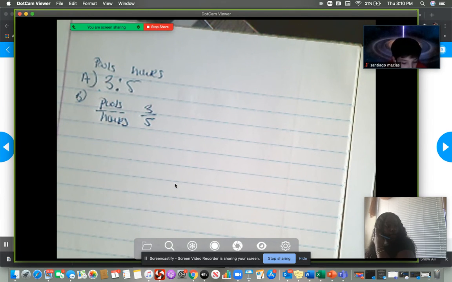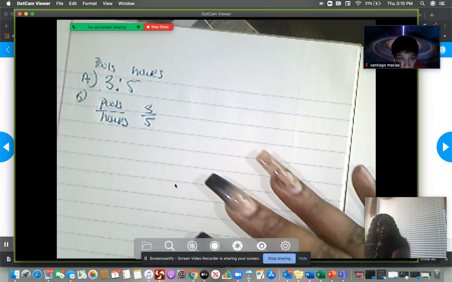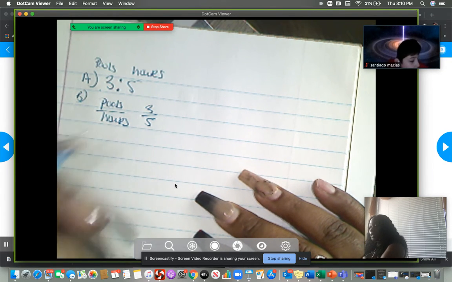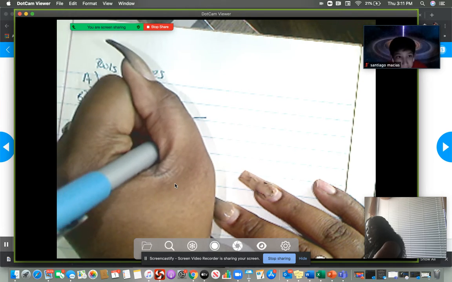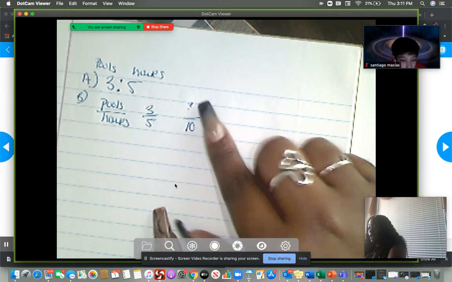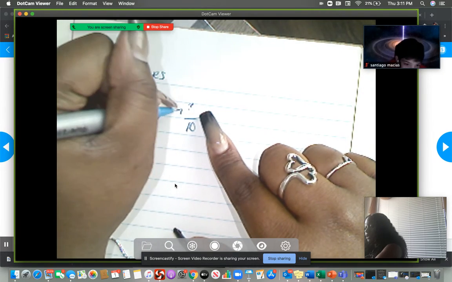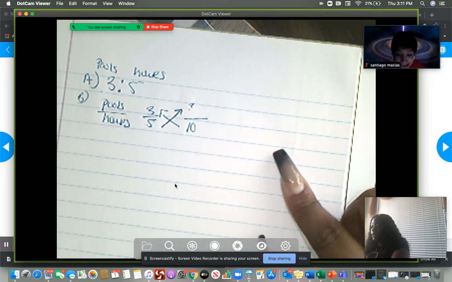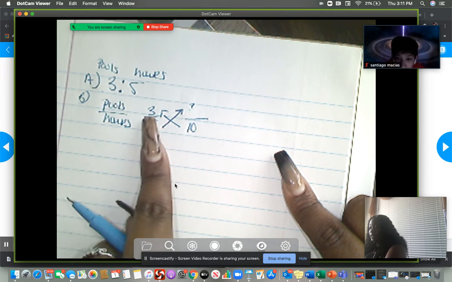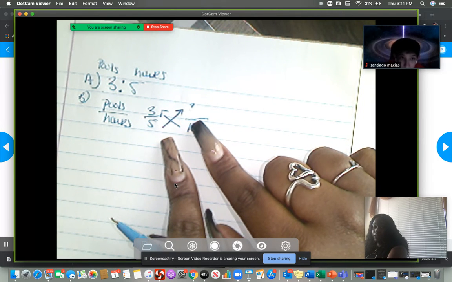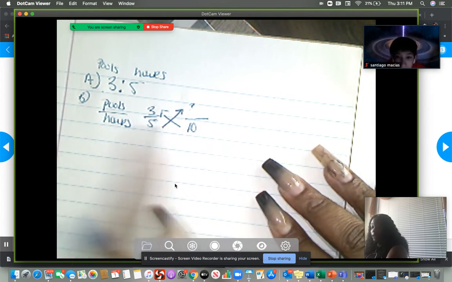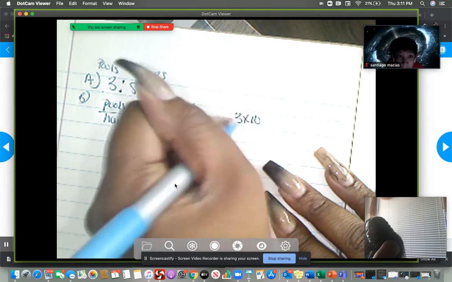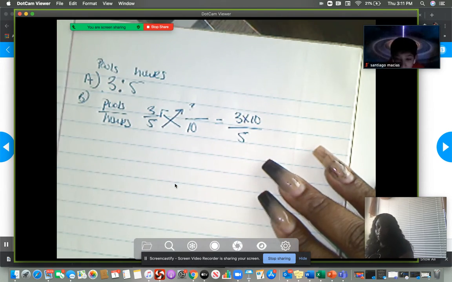Now, it says how many pools can he clean in 10 hours? I have my 10 hours, but I'm not sure how many pools he can clean. What I'm going to do is cross multiply. My 3 and my 10 are together, but 5 doesn't have anything to multiply by. So I'm going to divide by 5. So I now have 3 times 10 divided by 5.